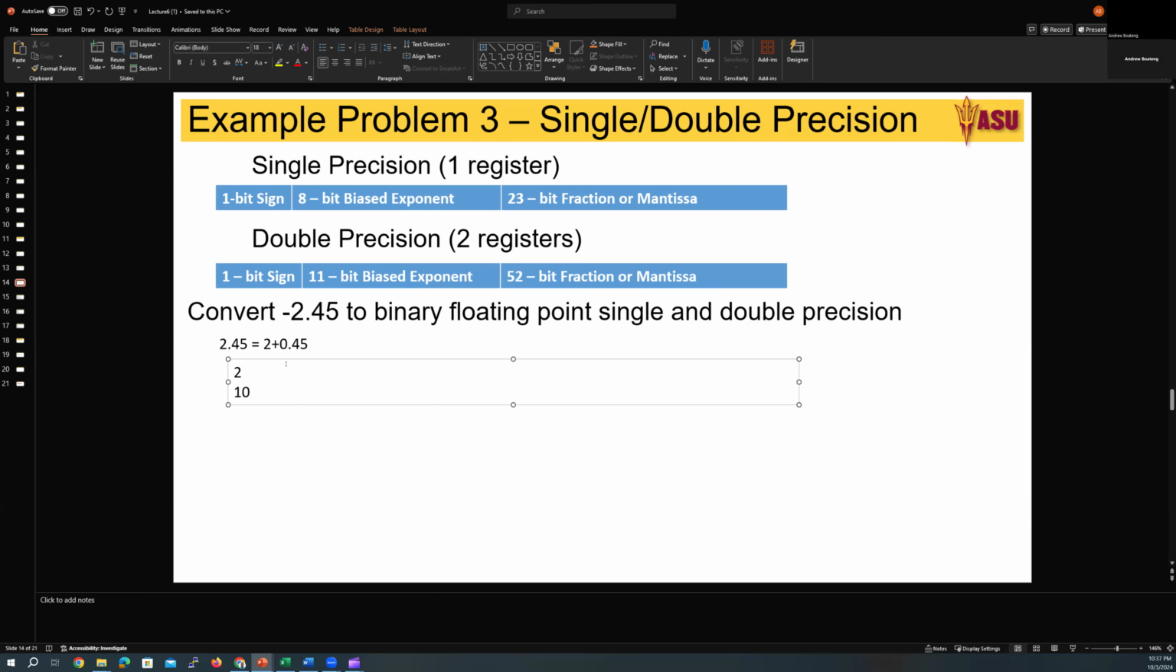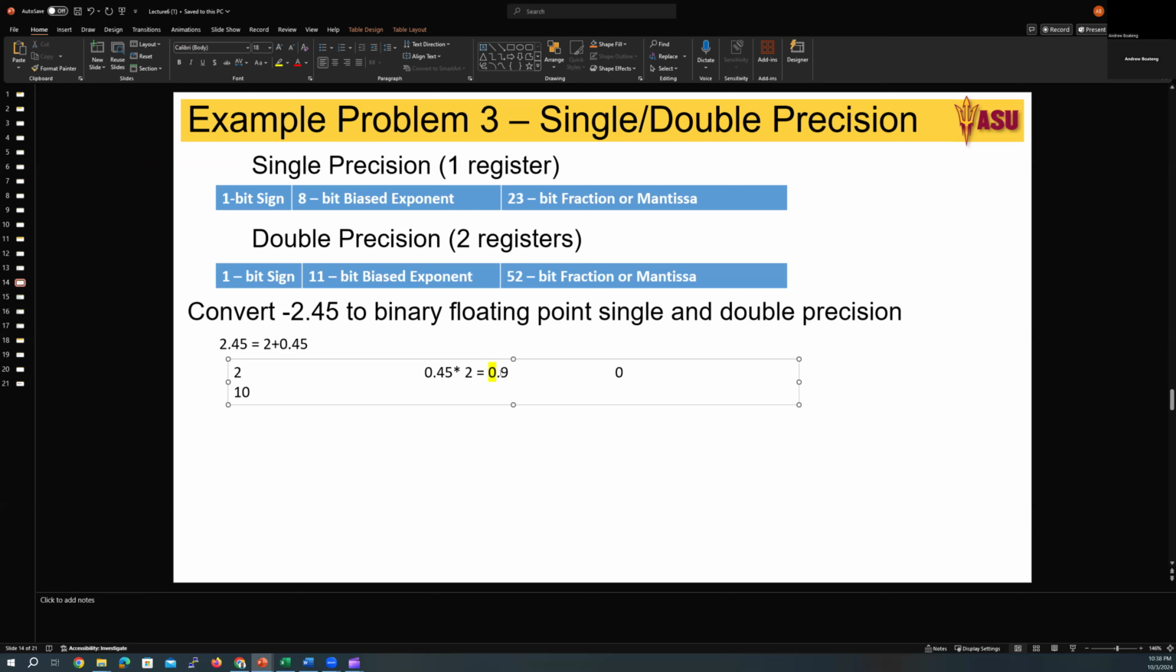To convert 0.45, that is where people struggle a little bit. So I'm going to show you how it's done. You're going to take the 0.45 and multiply it by 2. The answer you're going to get is 0.9. As soon as you get this, the 0 is going to be part of the answer that we're going to use.